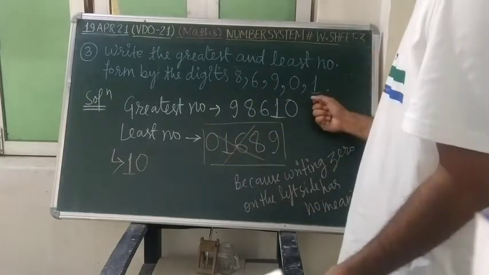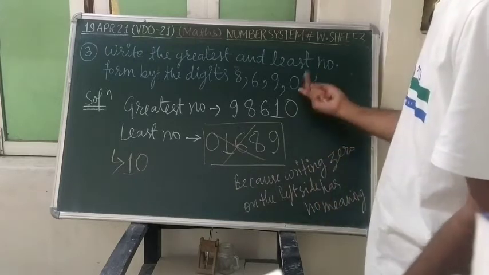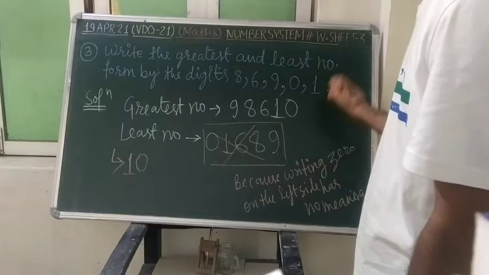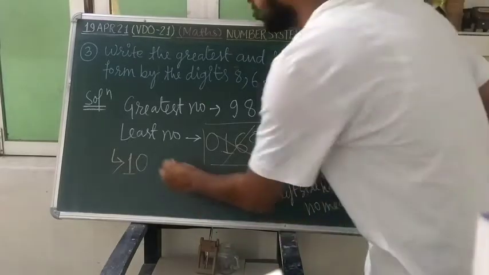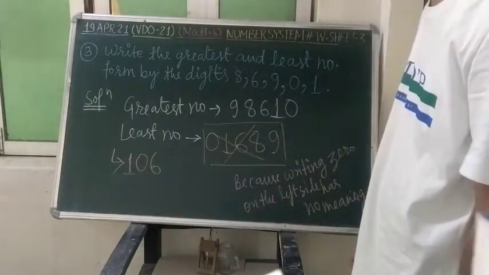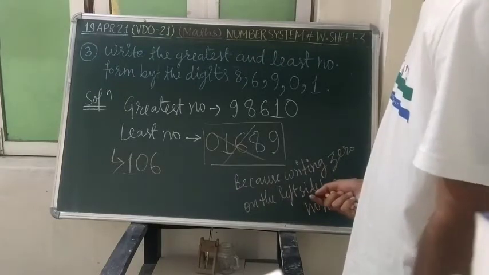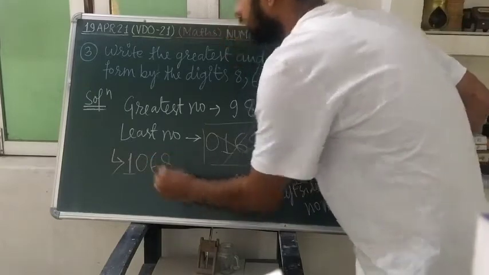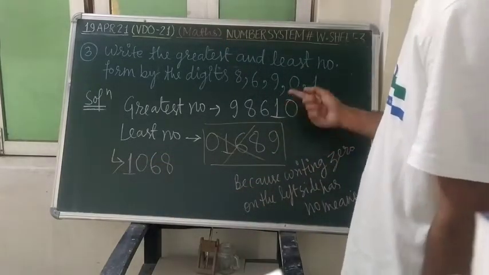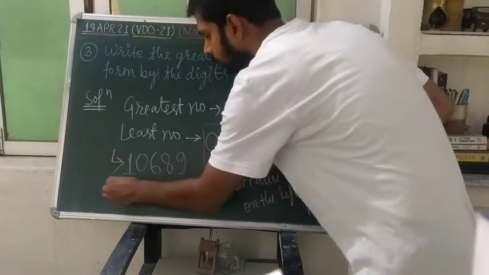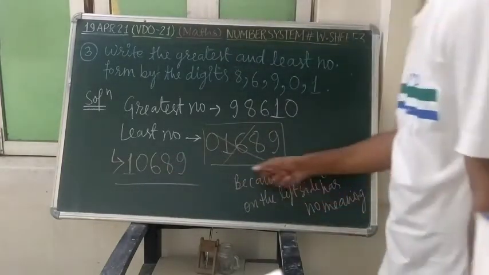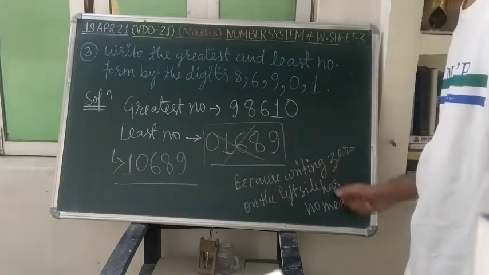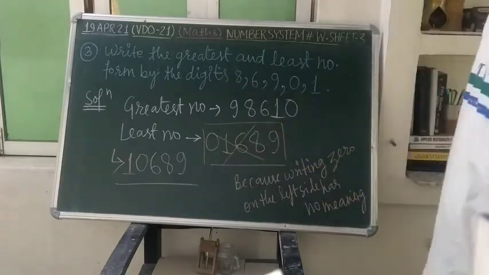So after 1, which one is the bigger digit? 2, 2 is not present here. 3, 3 is not present here. 4, 4 is not present here. 5, 5 is not present here. 6, 6 is there. This will be 6. 7 is not present here. 8, 8 is present here. 9 is present here. So our least number will be 8 only. This one we will not select because writing 0 on the left side has no meaning.